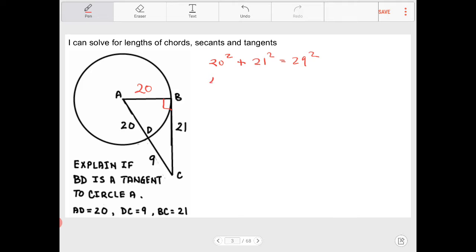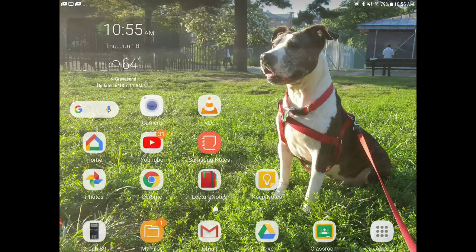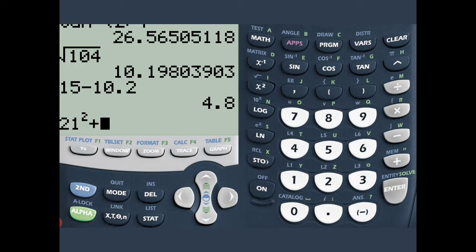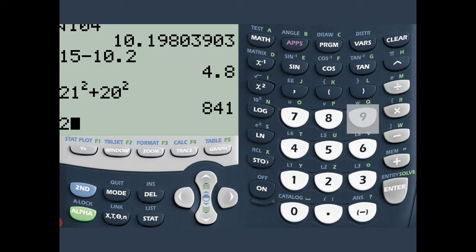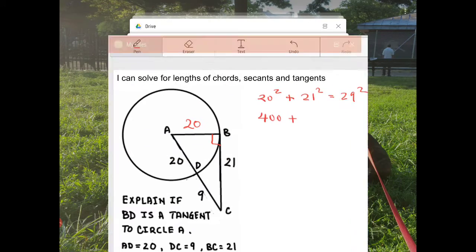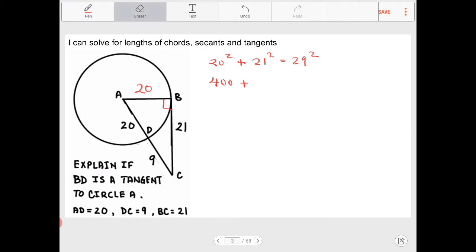20 squared is 400. I don't know what 21 squared is, so I'm just going to jump to my calculator. 21 squared plus 20 squared gives me 841, and let's see if it does equal 29 squared. And it certainly does. Because of this, yes, this checks out. They will equal one another. So we can say BC is tangent to circle A.